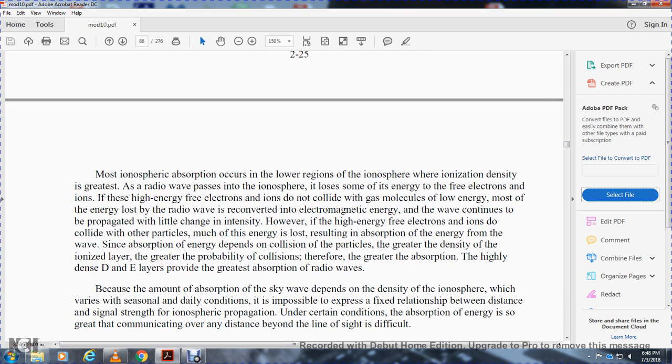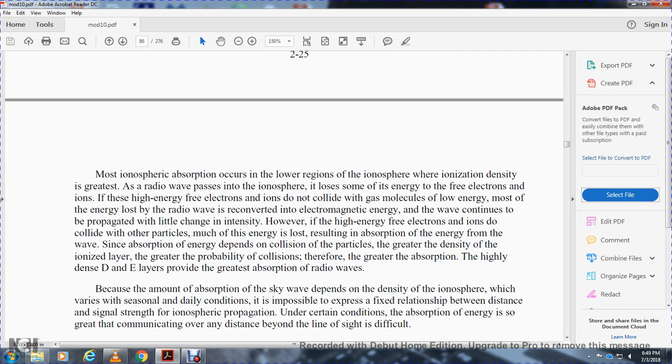In the ionized atmosphere, the radio wave passing through the ionosphere loses some of its energy to free electrons. Ions do not collide with gas molecules at low energy, and most of the energy lost by the radio wave is reconverted to electromagnetic energy. The wave continues to propagate, though with reduced intensity. However, with high energy free electrons, ions do collide with other particles, and much of the energy loss results in absorption of energy from the wave.